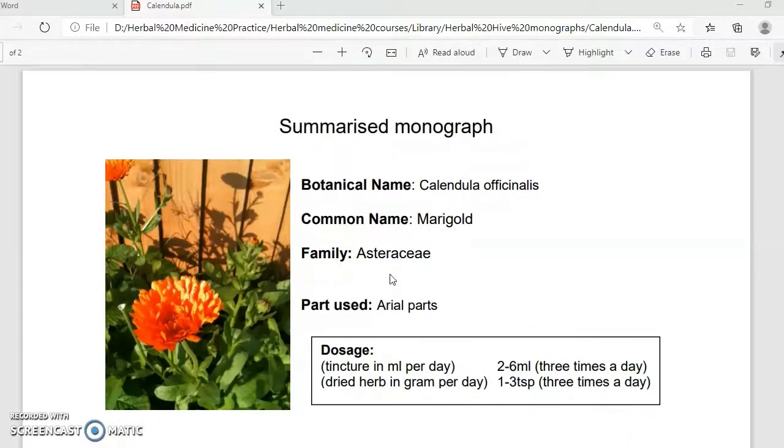and maybe its traditional actions, and they become more and more complicated as you go up through intermediate level and more advanced level books. So within a monograph, you'll usually have information about the botany. So what is the plant? What plant family does it come from? And also information about the flower, about the leaf, and about the root.